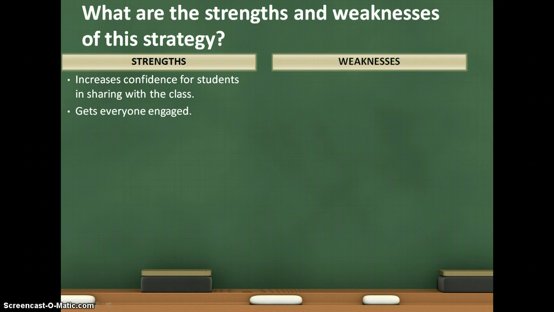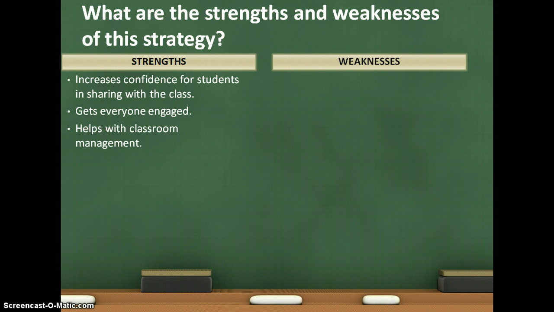Another strength of the Read, Write, Pair, Share strategy is that it gets everyone engaged. It's difficult for whole class discussions because sometimes the same people respond every single time. As a teacher, we call on the same students that always have their hand raised. But with this strategy, even if everyone doesn't get a chance to share at the end, you know that every person has had a chance to engage with the text and write something down and then verbally process it with another person.